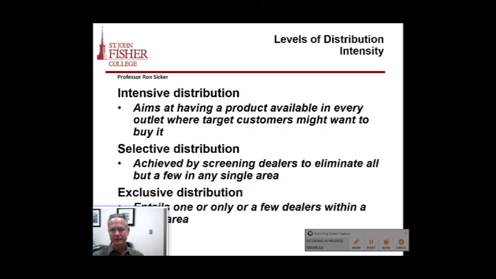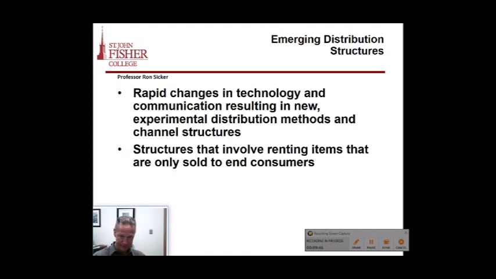Levels of distribution intensity. You have intensive distribution, selective distribution, and exclusive distribution. Intensive distribution would be like a Nike or a Champion. Intensive distribution would also be Kraft macaroni and cheese. Everybody has it. Selective distribution is where only a few stores have it. Some of your higher-end clothes are only sold at, say, Macy's and Nordstrom. Some of your lower-end clothes, like Starter, are only sold at a couple of stores. And then finally, you've got exclusive distribution, where only one store sells it. I guess Starter would be a good one because only Walmart sells the Starter brand. That would be exclusive distribution. So those are your levels of distribution intensity.